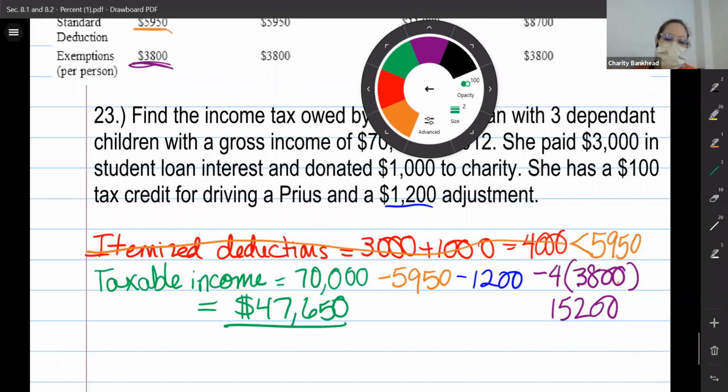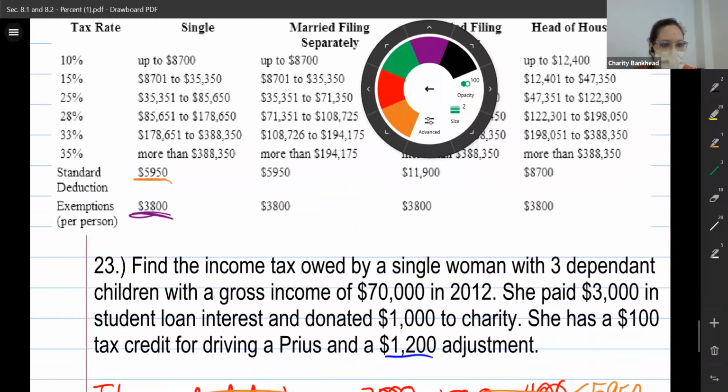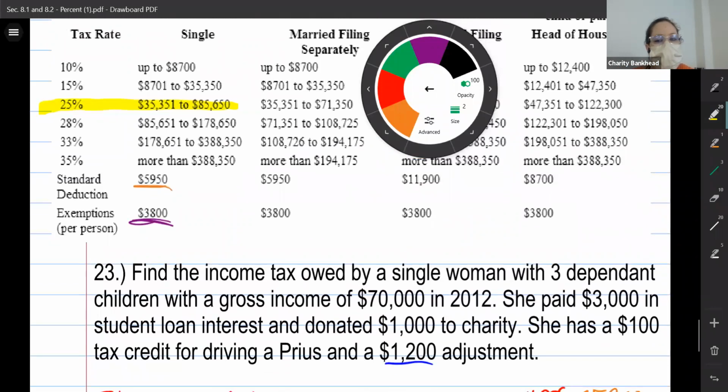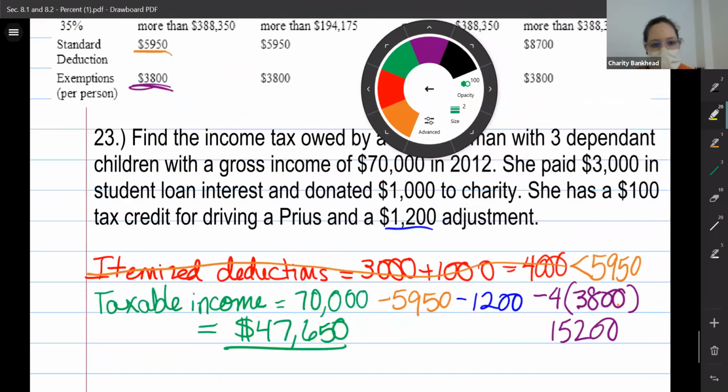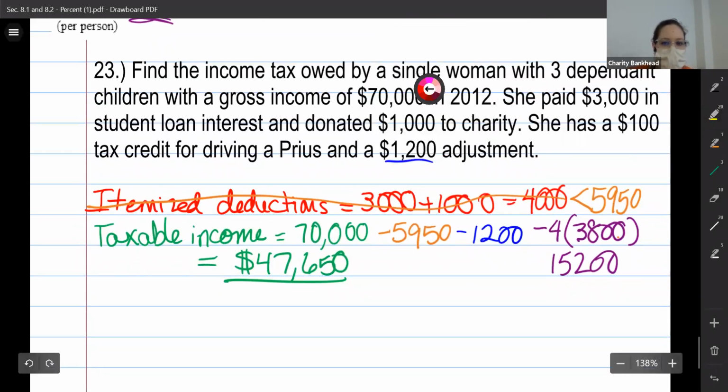All right, so then with that, we can figure out which actual tax bracket she falls into. So that's going to be the 25% tax bracket, because her income is in between this 35,000 and something and the 85,000 and something. So then we'll start calculating the income tax that she owes.